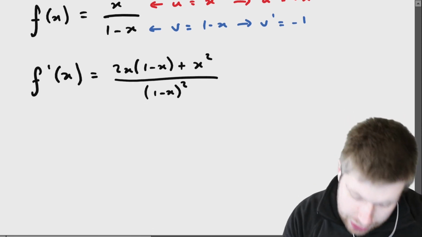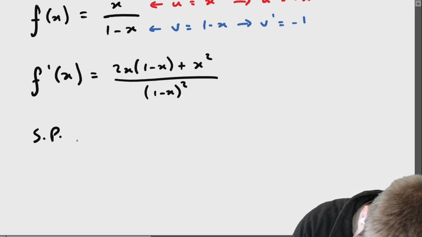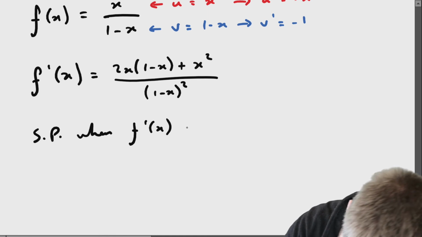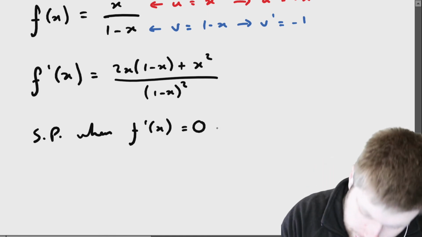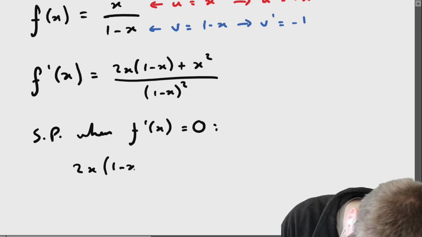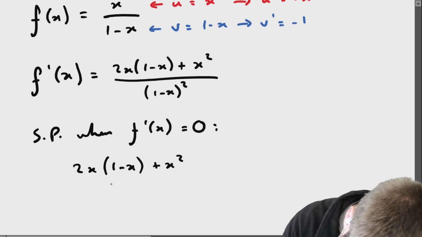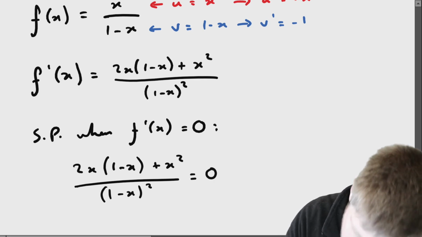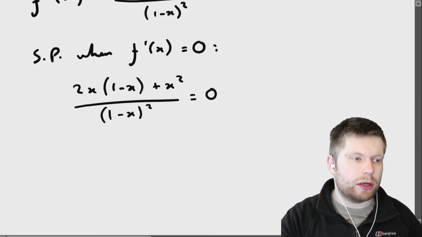Okay, fantastic. So I know that a stationary point will occur when the derivative, so in this case f dash of x, is equal to 0. So I'm going to basically set all of this thing equal to 0. So 2x, 1 minus x plus x squared, all divided by 1 minus x all squared. That has to be equal to 0, okay? That's the only way a stationary point can occur.